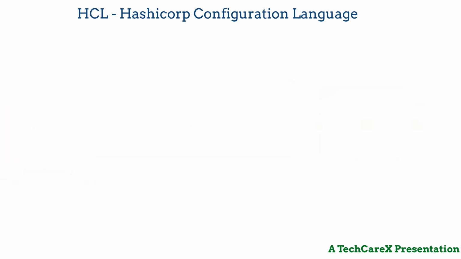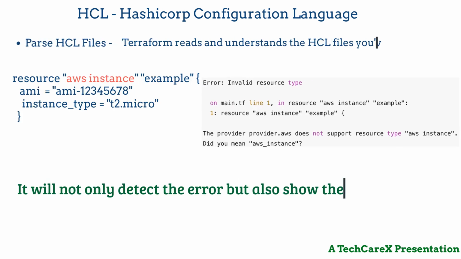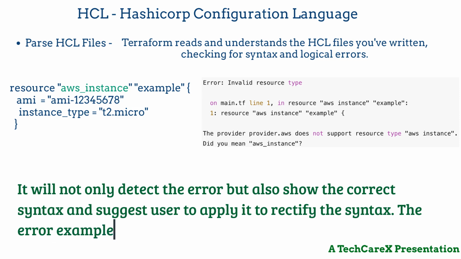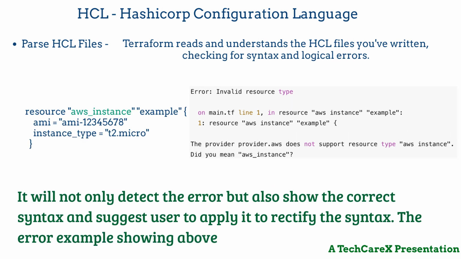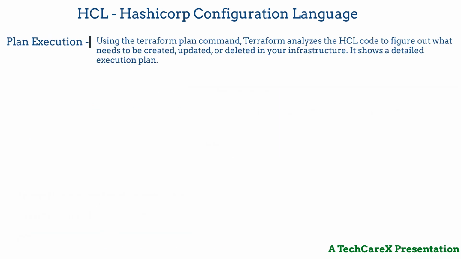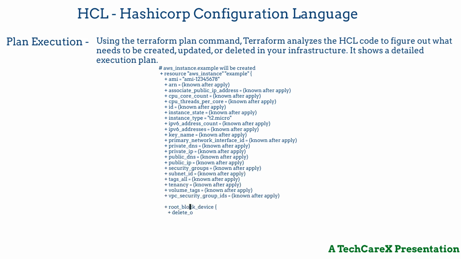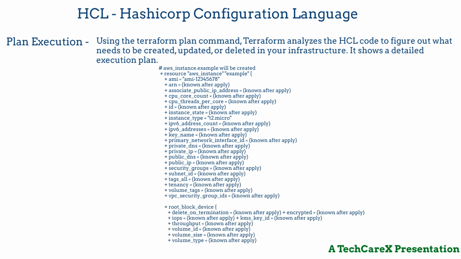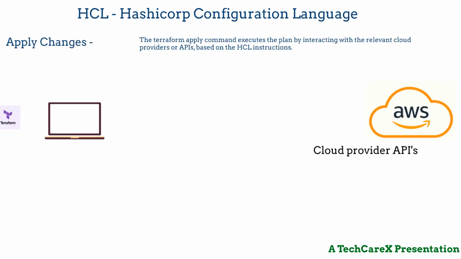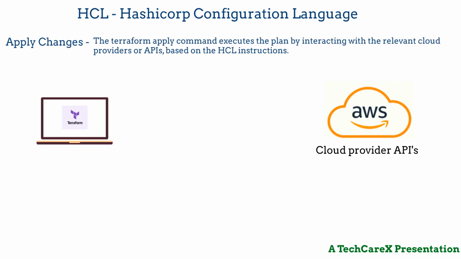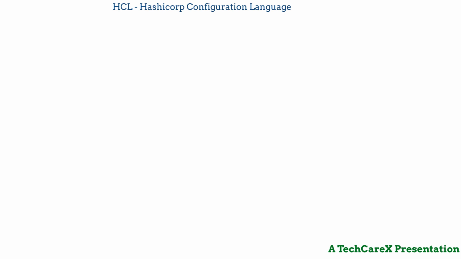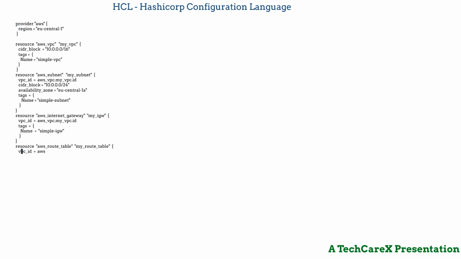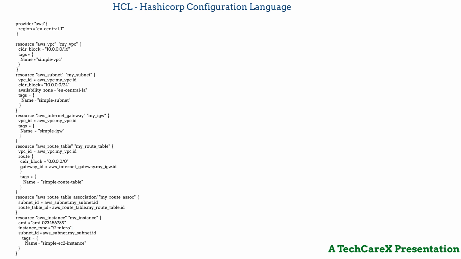Here's how it works. Parse HCL files: Terraform reads, understands, and validates the HCL files. Plan execution: using the Terraform plan command, it analyzes and shows what needs to be created, updated, or deleted. Then apply changes with the Terraform apply command, by interacting with the relevant cloud providers or APIs based on the HCL instructions. Let's have an example with a real Terraform script written in HCL.